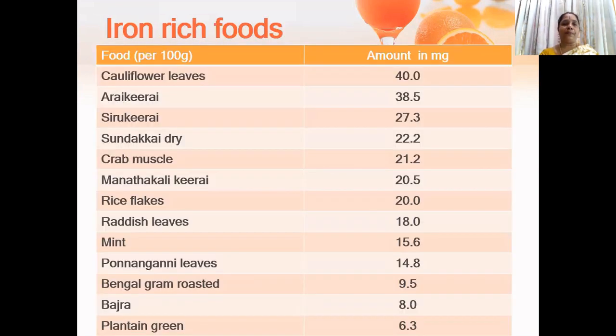So here I have listed all the iron-rich foods that can prevent anemia and that can also be consumed for treating anemia. So most of the green leafy vegetables are rich in iron. So you can see here that cauliflower leaves have the highest amount of iron, and also certain cereal products such as the rice flakes contain iron. So you can see here rice flakes contain 20 milligrams of iron per 100 grams.